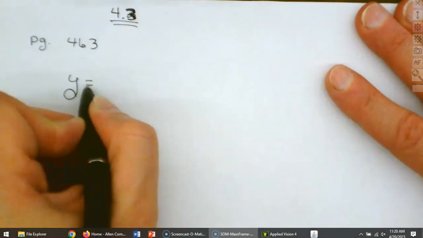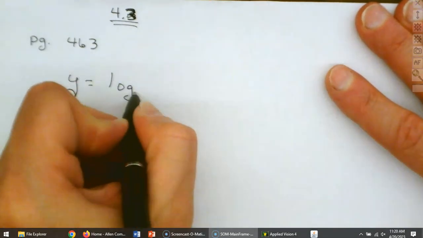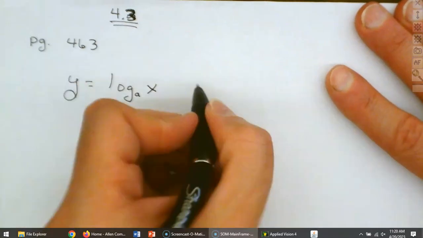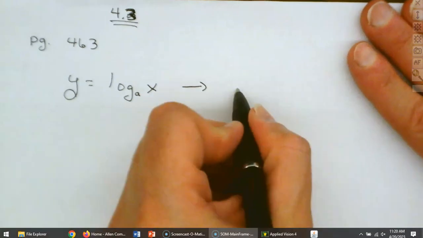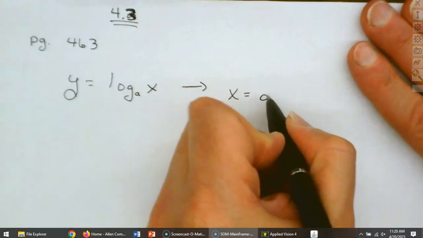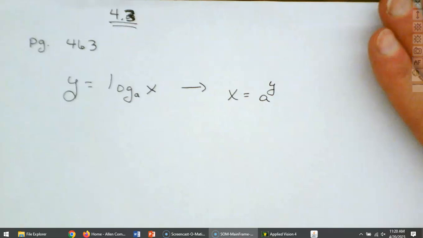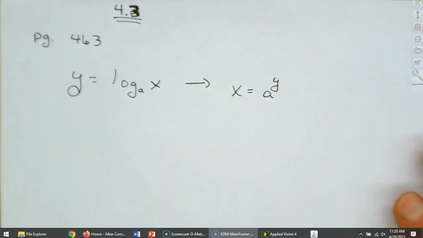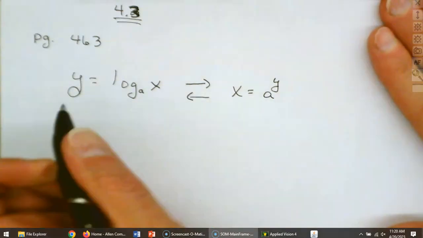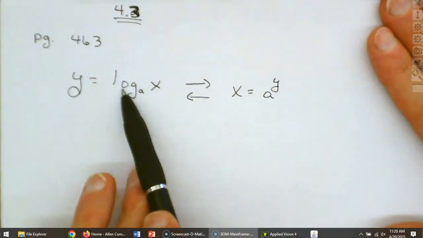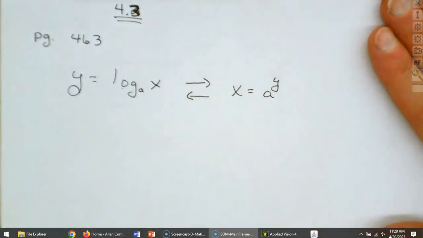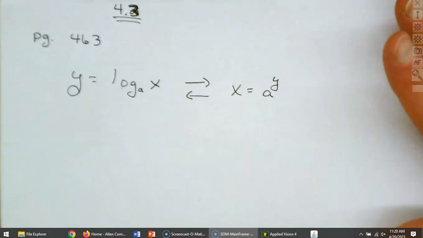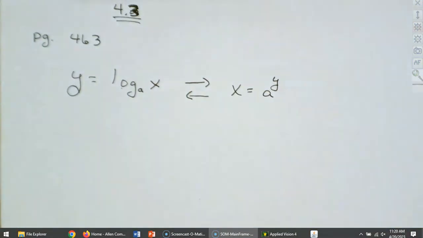And it's just this. y equals log base a of x converts into x equals a to the y power. And it can go either way. Double arrows mean it can go either way. You can take a logarithm and turn it into an exponential, or you can take an exponential and turn it into a logarithm.